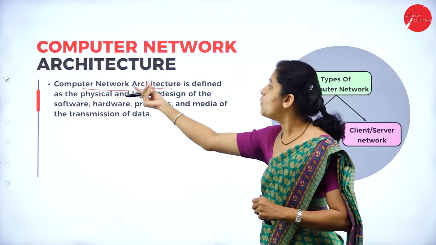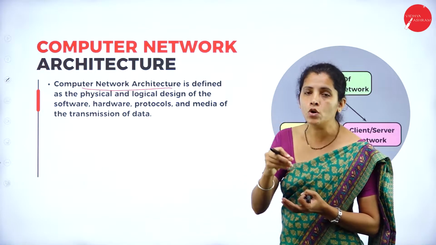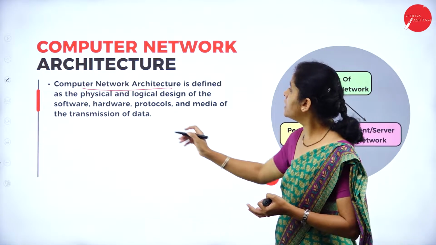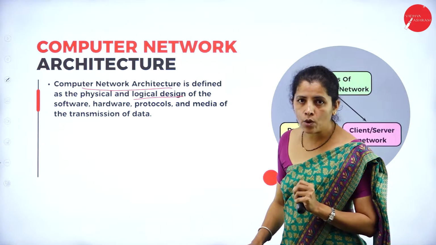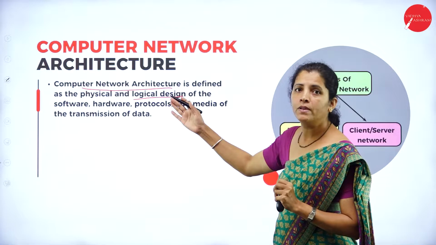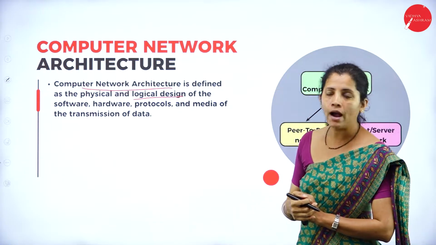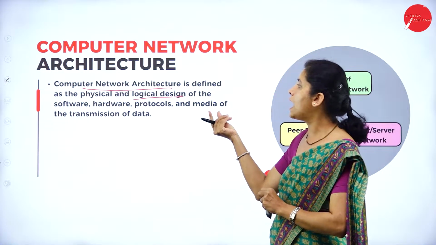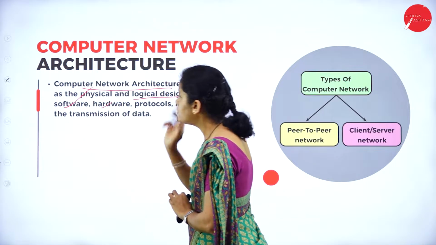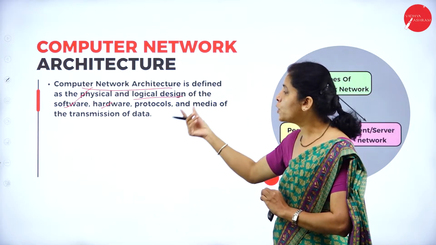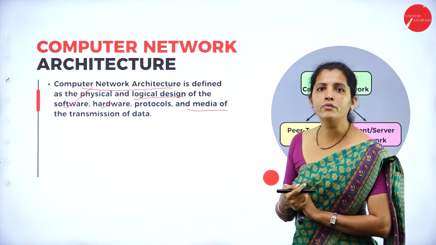In the sense, what is physical? What are the components required to make a connection? And if I consider logical design, what are the software I require while making a connection? So, computer network architecture is defined as the physical and logical design of hardware, software as well as protocols and the media of the transmission of data.